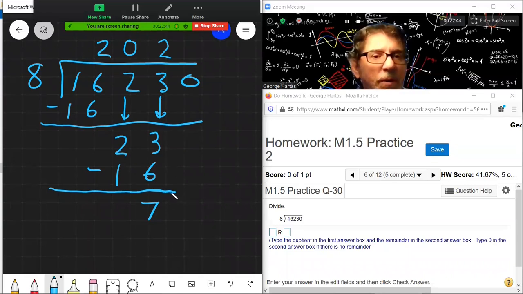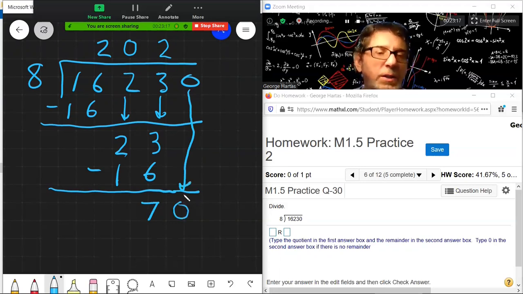Now, the question is, are we done? Is that our answer? No, we're not done. Two reasons why we're not done. There's a blank spot up here. We cannot have any blank spots up here except leading zeros. That's one reason why we're not done. The second reason is because we have not brought down all the numbers.